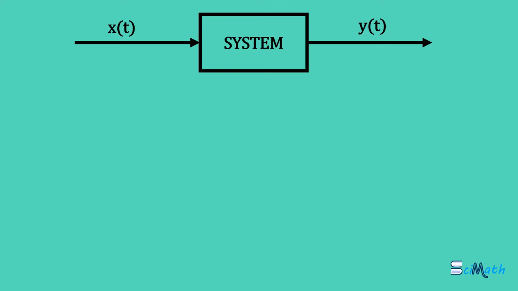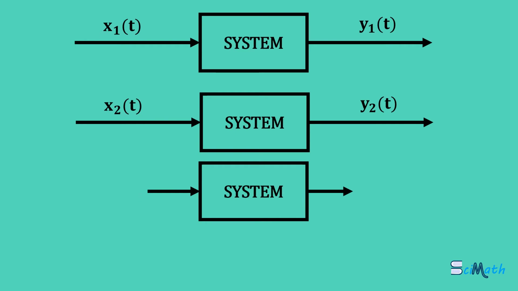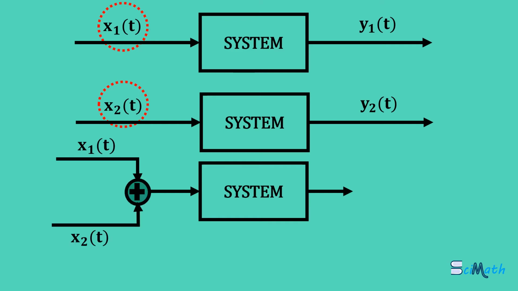Now look at this. For input x1(t), the system generates output y1(t). And in the same system, for input x2(t), the output is y2(t). Now, in the same system, instead of giving individual inputs, let's give a combination of these two inputs, that is x1(t) plus x2(t), to the system. And then the system generates output as the combination of the corresponding outputs, that is y1(t) plus y2(t). This property of the system is known as additivity.